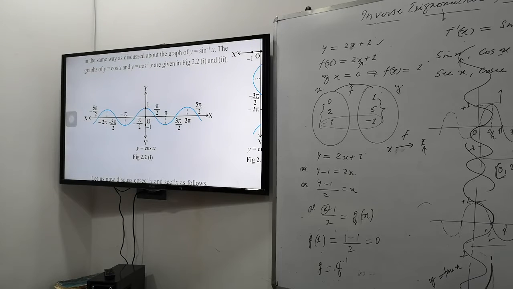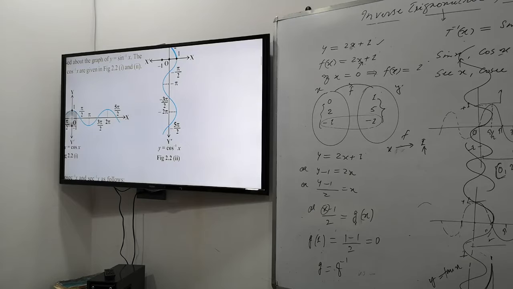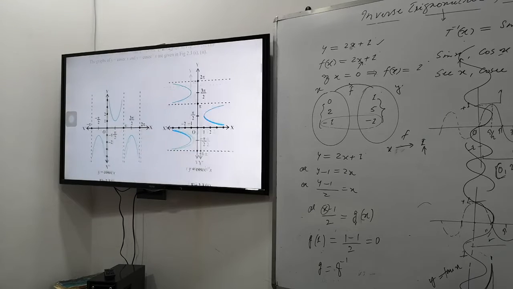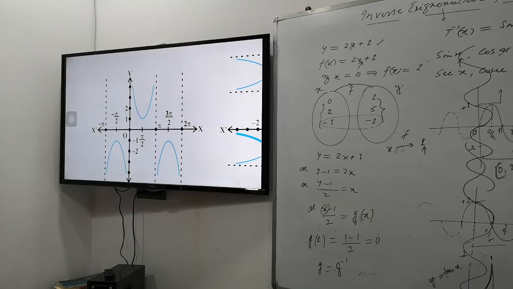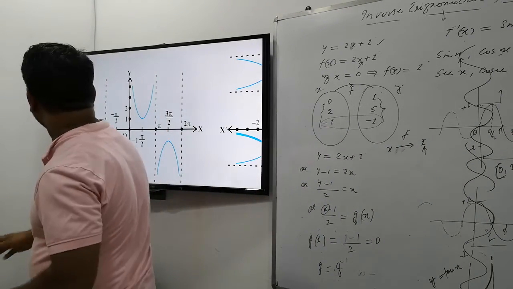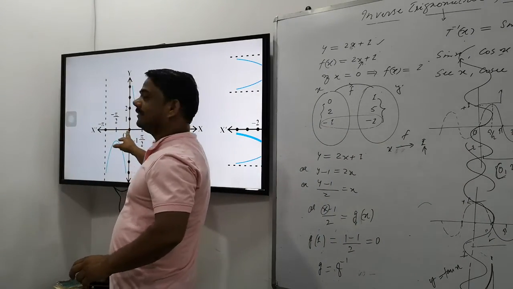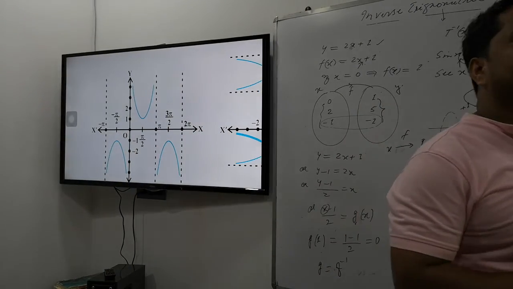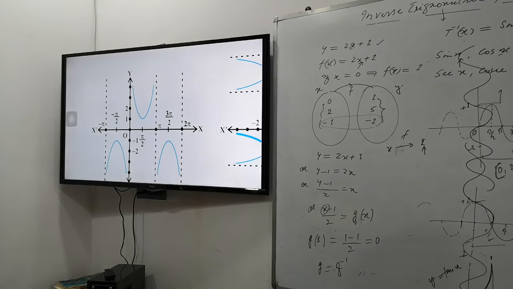the graphical representation for cos inverse. This is for cos inverse, and the combined one is not given here. This is the graphical representation for what? You may see it is becoming infinite at 0. What becomes infinite at 0? Sec or cosec? Cosec. So this is the graphical representation for cosec.